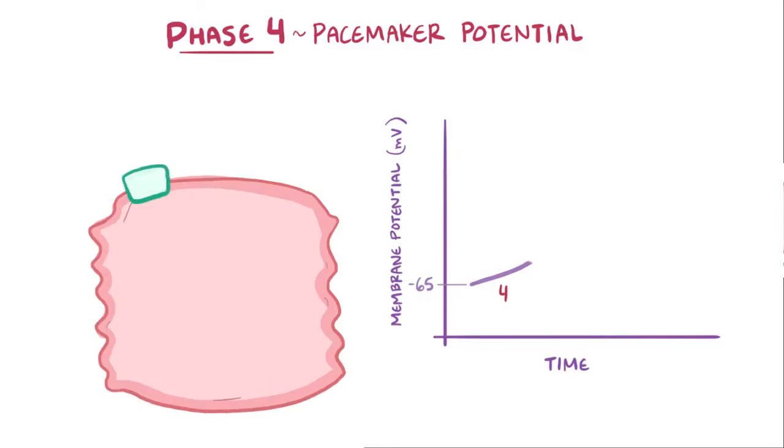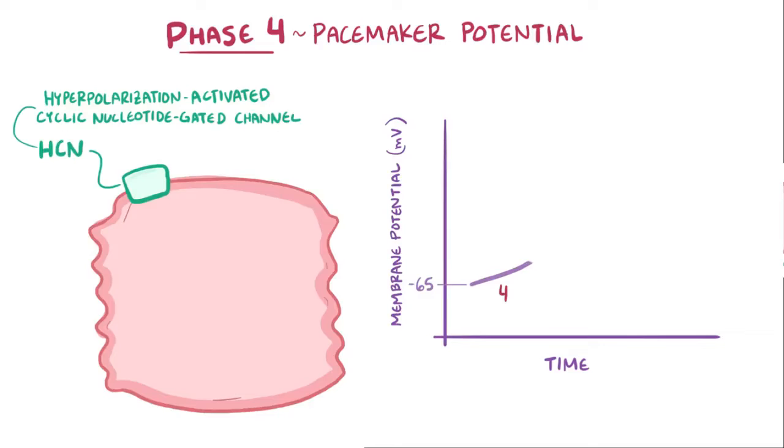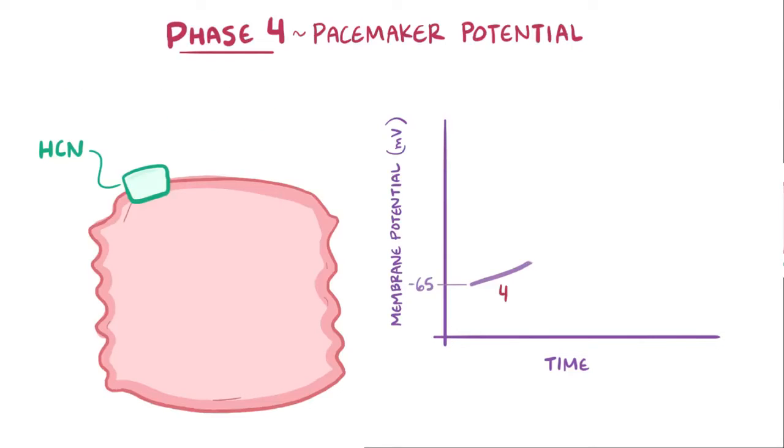Pacemaker cells have ion channels called hyperpolarization activated cyclic nucleotide gated channels, or just HCN channels, on their surface. That's a lot to take in, but basically these HCN channels are like gates that open when the membrane potential gets really negative, like negative 65 millivolts. And they specifically let in just positively charged sodium ions.